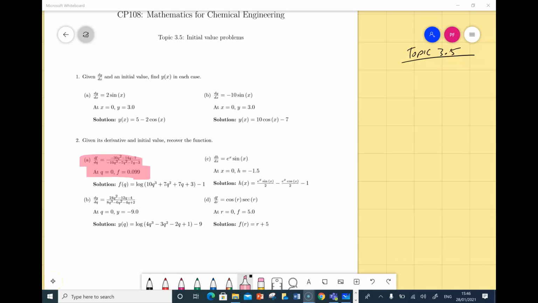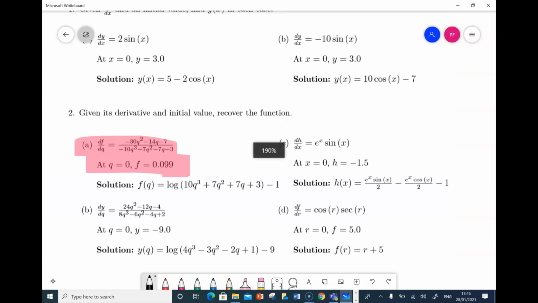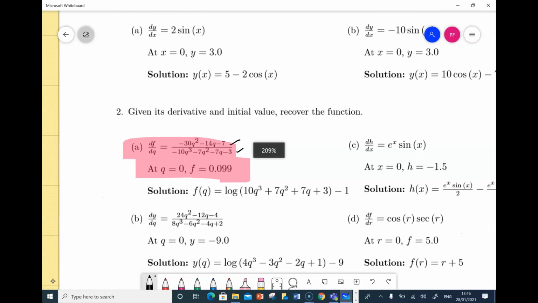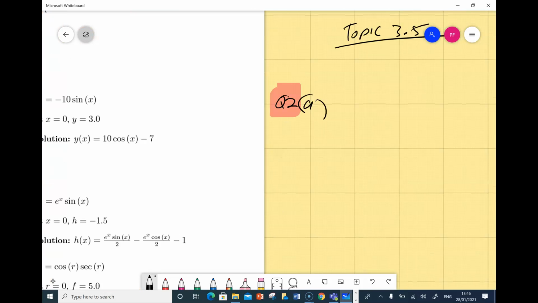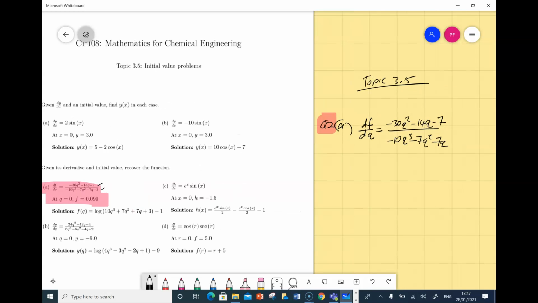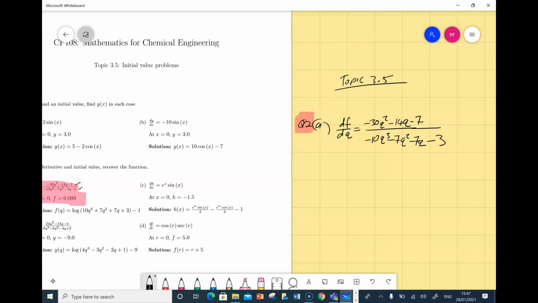Okay, topic 3.5, initial value problems, question 2a. So I've got df/dq equals minus 30q squared minus 14q minus 7 over minus 10q cubed minus 7q squared minus 7q minus 3.